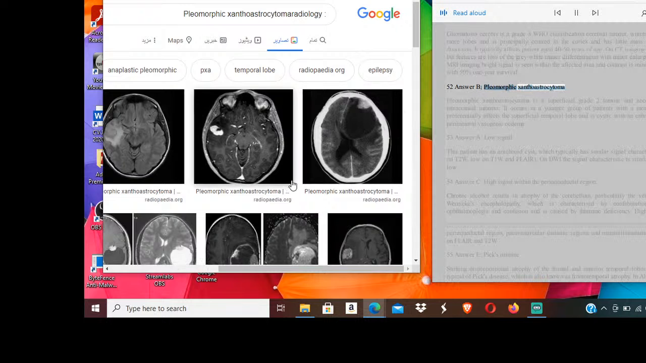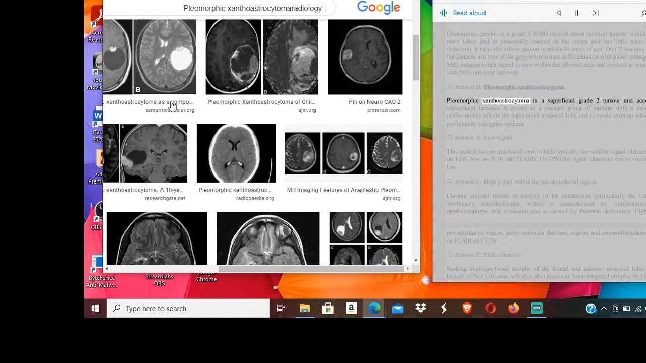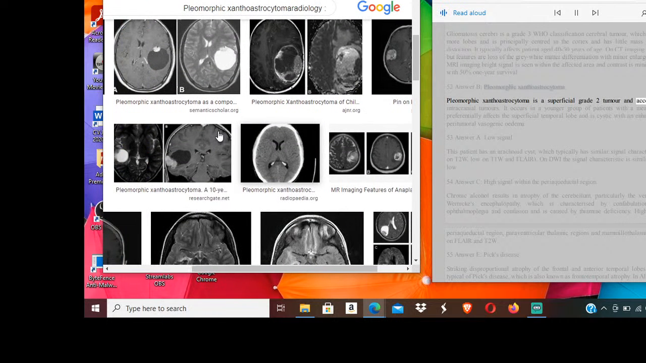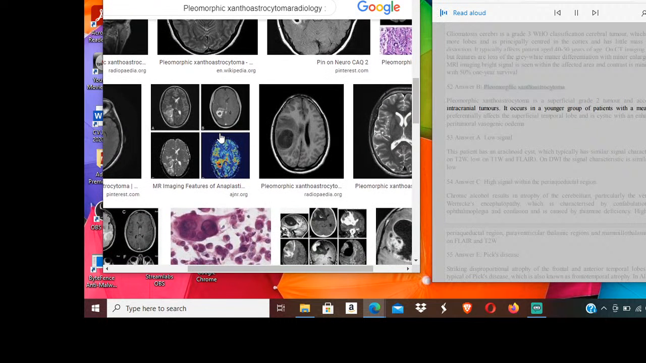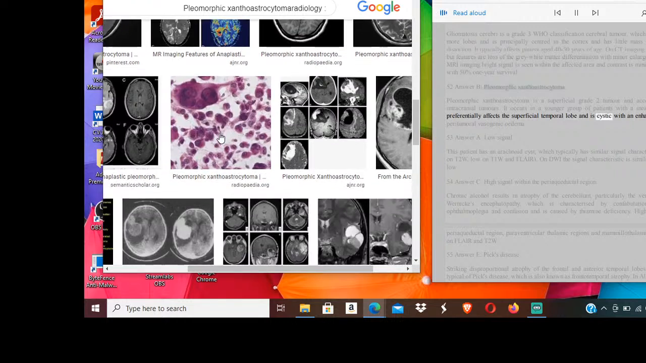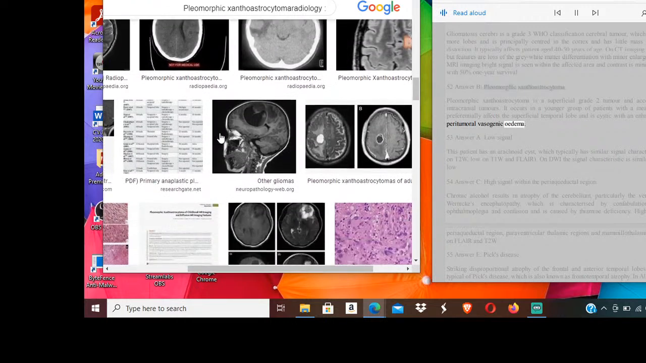Answer B, pleomorphic xanthoastrocytoma. Pleomorphic xanthoastrocytoma is a superficial grade 2 tumor and accounts for 1% of all intracranial tumors. It occurs in a younger group of patients with a mean age of 26 years. It preferentially affects the superficial temporal lobe and is cystic with an enhancing nodule and with peritumoral vasogenic edema.